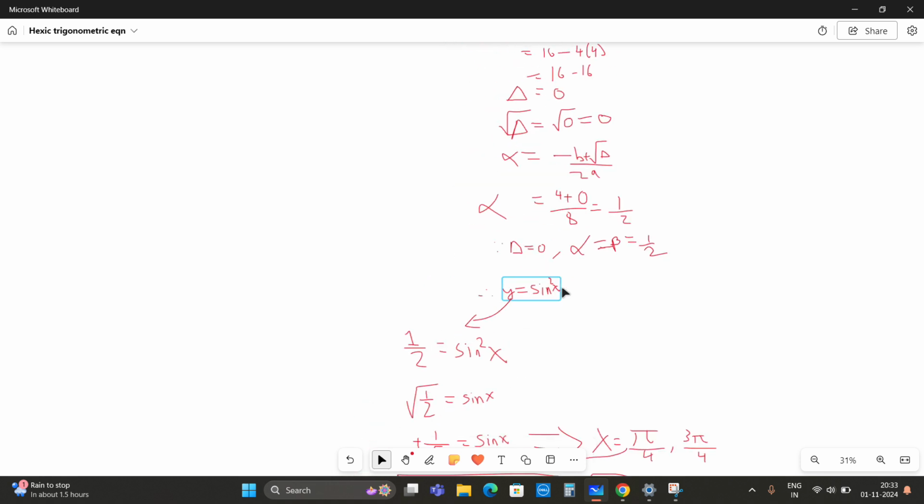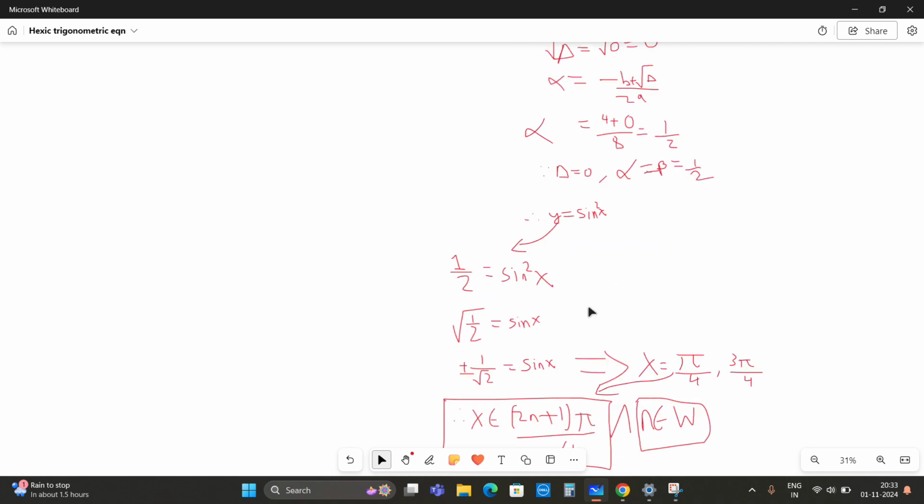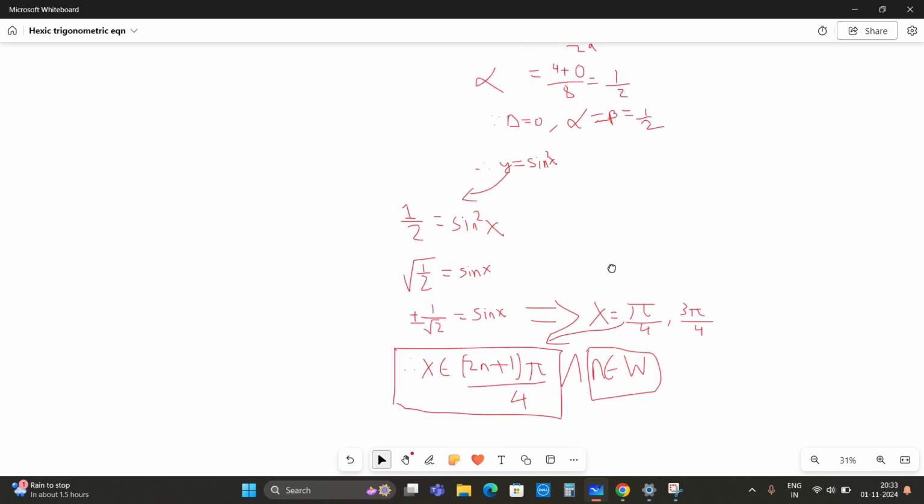Now we knew that y is equal to sin^2 x, so we put y as half because that's the value of y. We get sin^2 x as half, so taking square root on both sides, we get sin x as plus minus 1 by root 2. Now we know that sin x is 1 by root 2 and positive in pi by 4, which is 45 degrees, and 3 pi by 4, and many other angles.